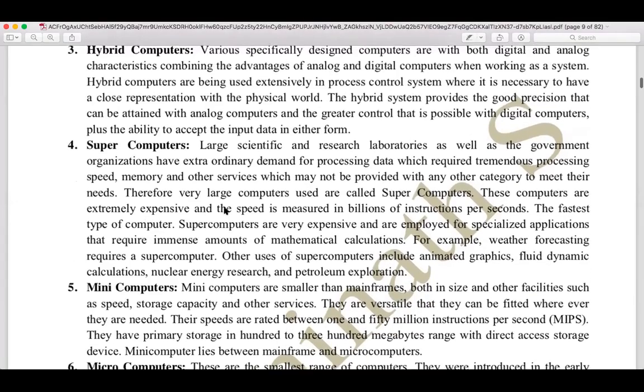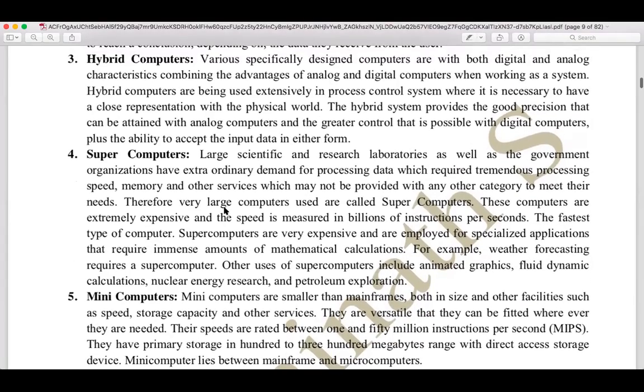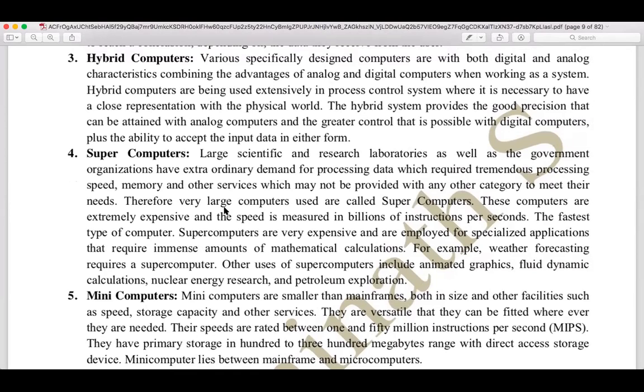Then we have minicomputers. Minicomputers, in comparison, have a mini frame when it comes to size, and we talk about speed and storage. These computers are based on the utility of individuals. They have primary storage starting from 100 to 300 megabytes, and they have direct storage devices.